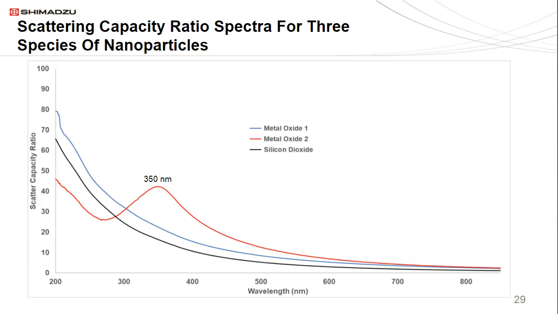So let's revisit the scattering capacity spectra for just a second. Here you see the scattering capacity spectra of the two metal oxides and the silicon dioxide from the previous work. You see that only metal oxide 2 gives a peak or structure in the scattering capacity spectrum. So it certainly won't work with everything, and it would be very difficult to try and estimate what species of nanoparticles might give a signal, but it's certainly a tool to keep in your toolbox to investigate if you're having trouble getting separation or identification on a particular nanoparticle species.